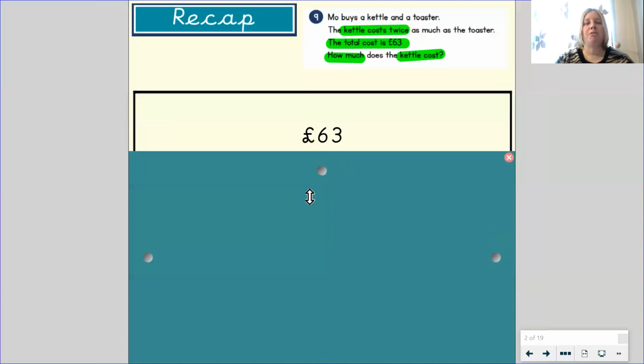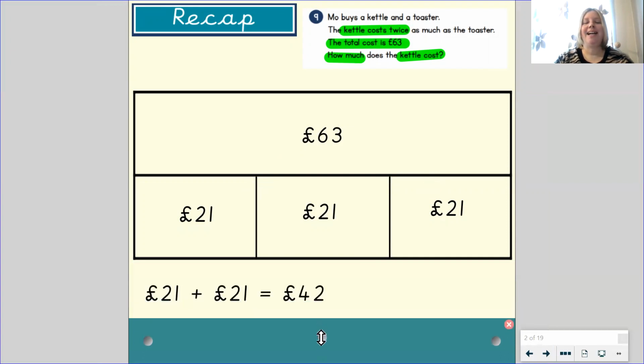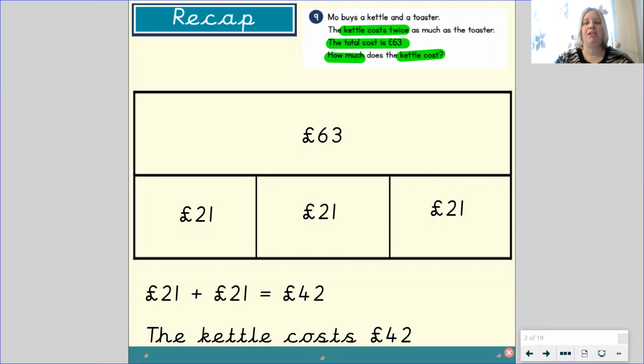I used the bar model to help me, and I divided £63 by 3 to get 3 equal groups. Then I added 2 lots of £21 together because the kettle cost twice as much as the toaster. When I added these together, it equaled £42. So one kettle would cost me 42 pounds.